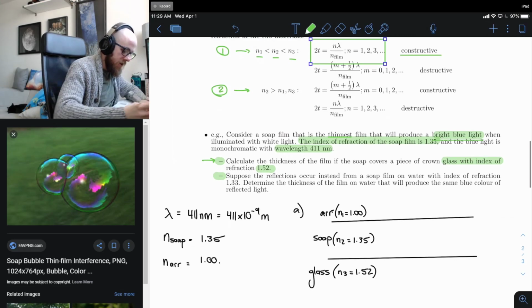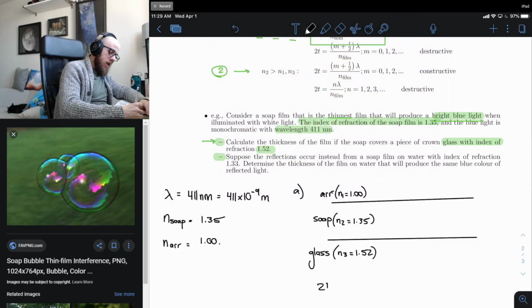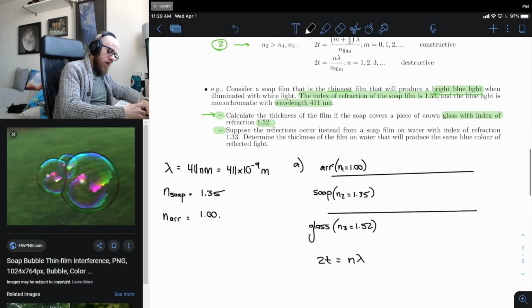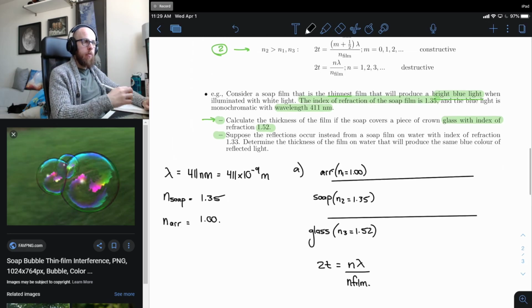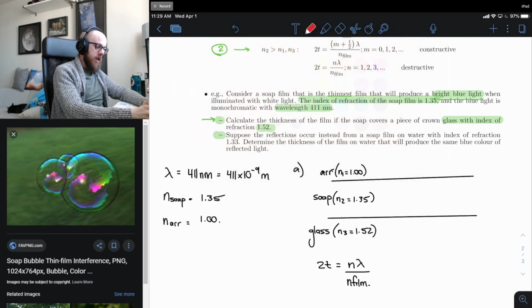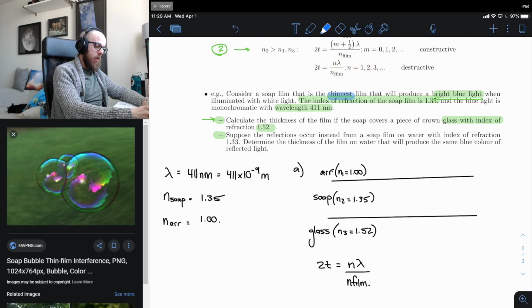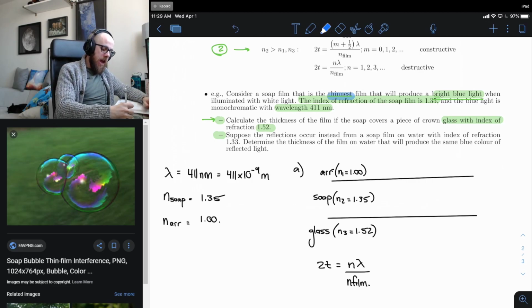All right, so let's give it a try. We have 2t equals n lambda over n film. Now there's one other piece of information which I mentioned, but we haven't discussed yet. Notice that it's referring to the thinnest film. The thinnest possible film occurs when n in this equation is equal to 1.